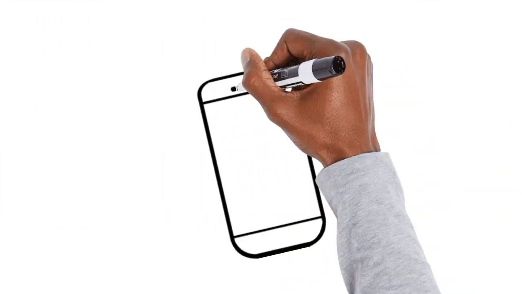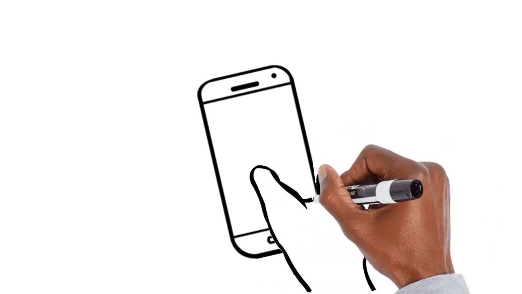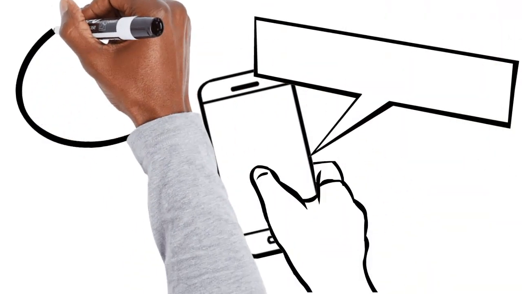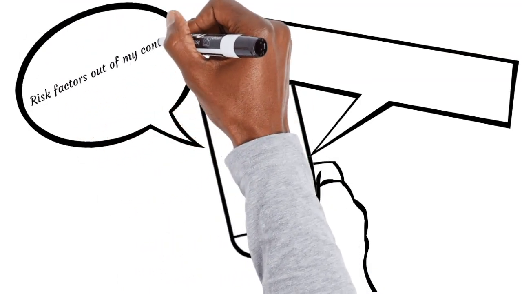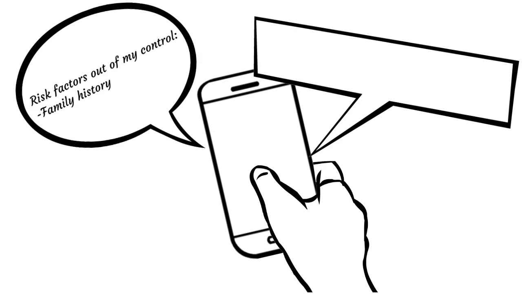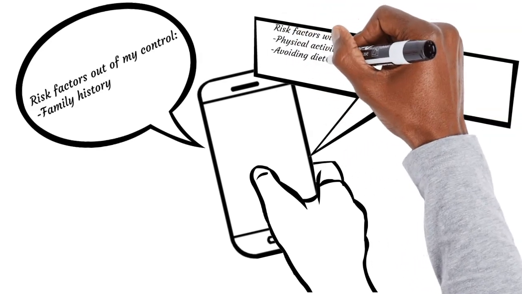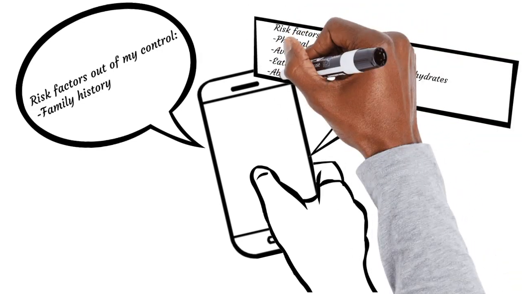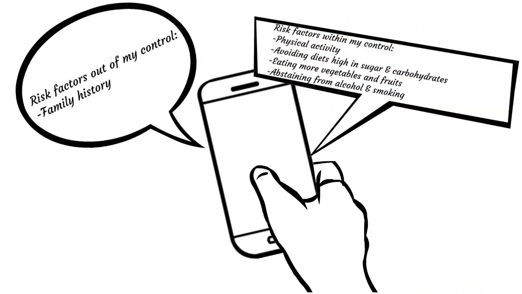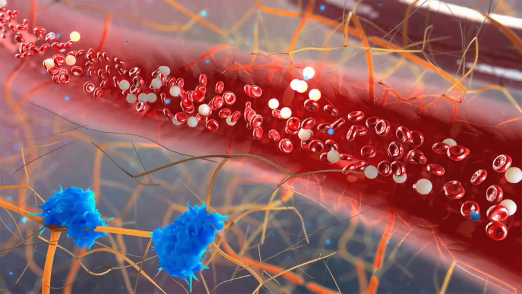In regards to management, it typically involves identifying these risk factors and trying to control what you possibly can. There are some things out of your control, such as the family history of diabetes, but things within your control that can reduce the future risk of diabetes include physical activity, at least 30 minutes per day, 5 days a week, avoiding diets high in sugar, minimizing the consumption of high carbohydrate food, eating more vegetables and fruits, as well as foods high in fiber, and abstaining from alcohol and smoking.